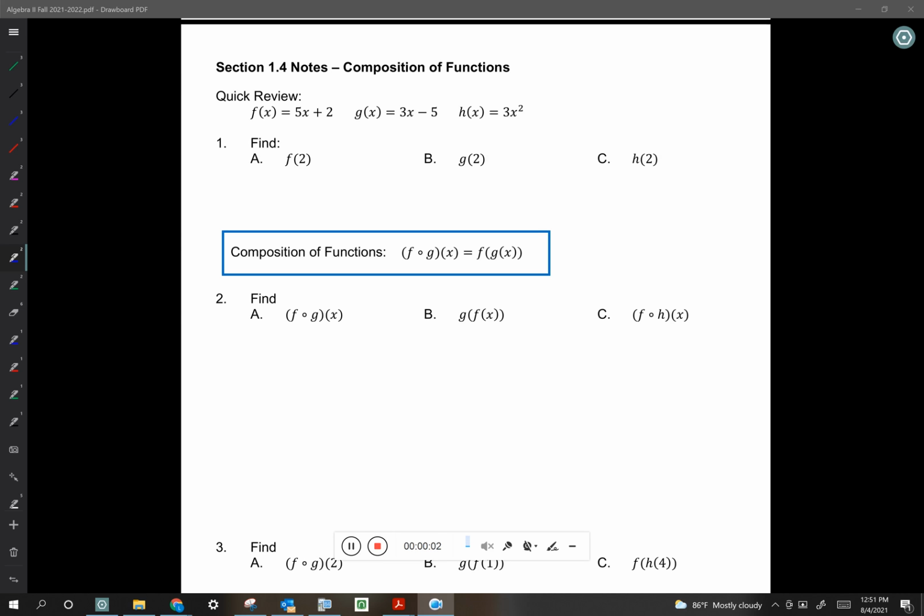Okay, this is going to be section 1.4 notes on composition of functions. All right, so first we start with a quick review. We've been talking about functions, right, the last several sections. So up here we have three different functions, okay?